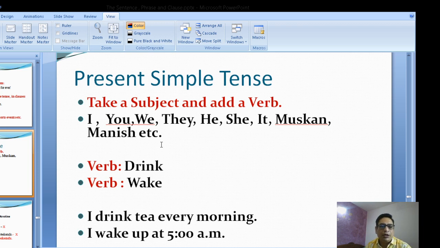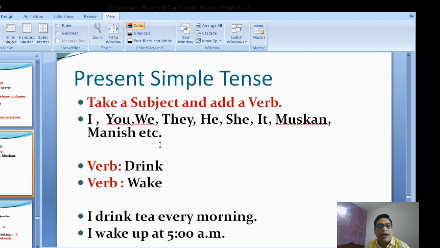Whenever you're using a name, it's a noun or a pronoun, it's a subject, and then it is going to have a verb. The verb is drink, wake, sleep, what else? Any verb you can think of. Whatever is a verb, drink, wake, walk, run, think, talk, all these are verbs. So a subject and a verb. In the present simple tense, when I say, I drink tea every morning, what type of present tense is it? Of course, it is a present simple tense because it is telling about a habit.